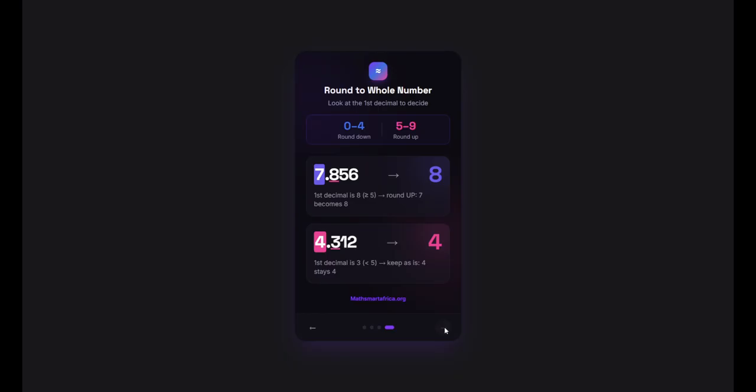In the first number, the 7 is the whole number or the unit. The first decimal is 8, so the 7 increases with 1 and becomes 8. In the second number, the whole number or the unit is a 4. The first decimal is a 3. The 3 is between 0 and 4, so the 4 stays the same. And the answer becomes 4.